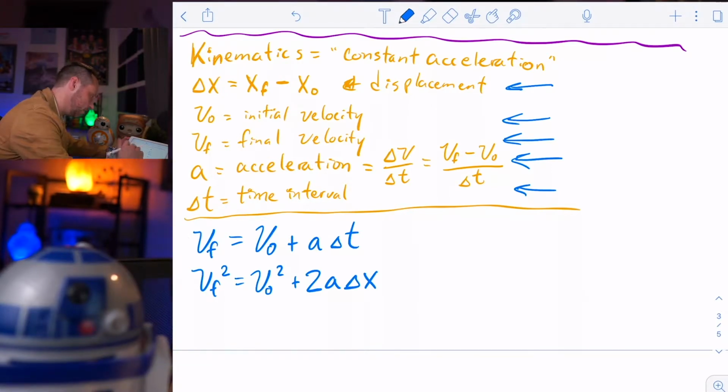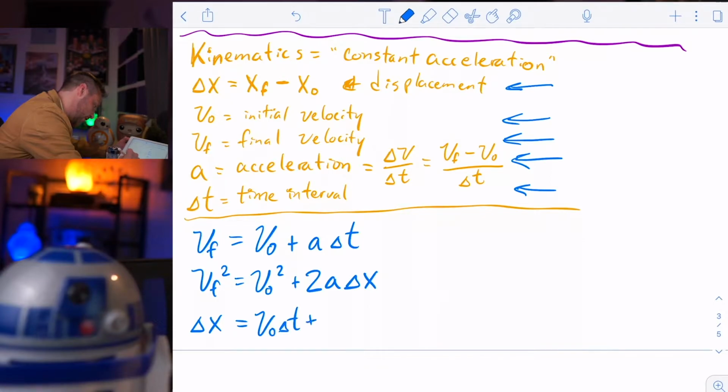And then the third one we're going to use is going to have displacement right at the front of the equation. Everything else is going to be set equal to it, and it's going to be displacement, or delta X, equals initial velocity times change in time plus 1/2 times acceleration times change in time squared.